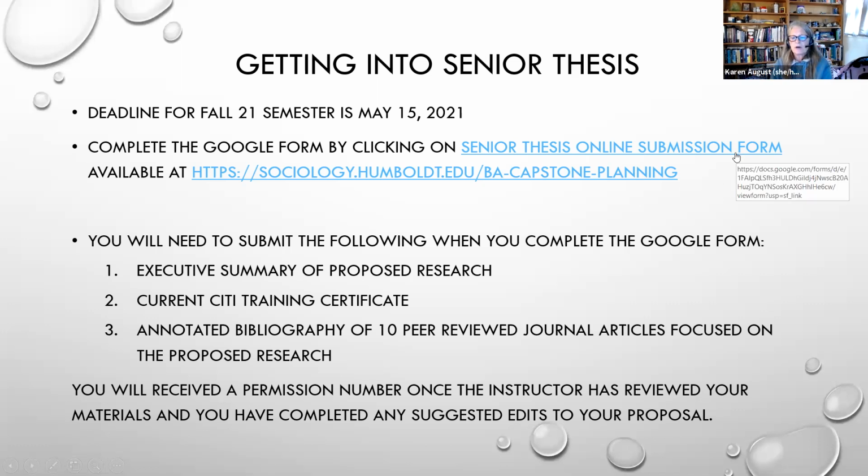You'll need to submit the following things when you actually go in and complete that form. You'll need the executive summary of your proposed research, typically written in SOC 382, research methods, your current CITI training certificate, and an annotated bibliography of 10 peer-reviewed journal articles that are focused on your proposed research. Once you submit those items, the instructor will review them and may or may not make suggested edits to your proposal, and then you'll receive a permission number. Once you submit everything through the Google form, watch your email so that you can get right back to the instructor.